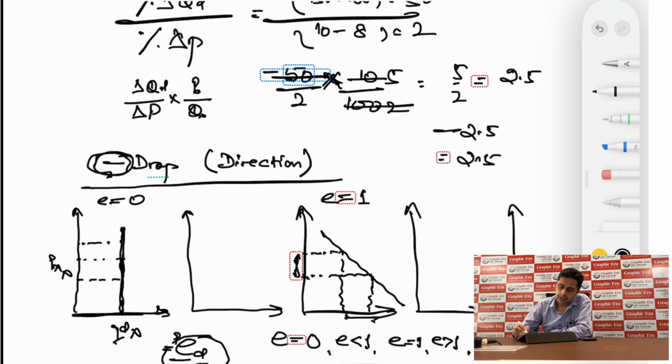While on the contrary, if we talk about elasticity being close to infinity, these are extreme cases. They may or may not be visible in most cases, but theoretically they are applicable. And here we see that without much change in the price, or almost no change in the price, you find the demand for a commodity fluctuating very often. So if we see, I'm sorry for this, let me just correct this, yeah.